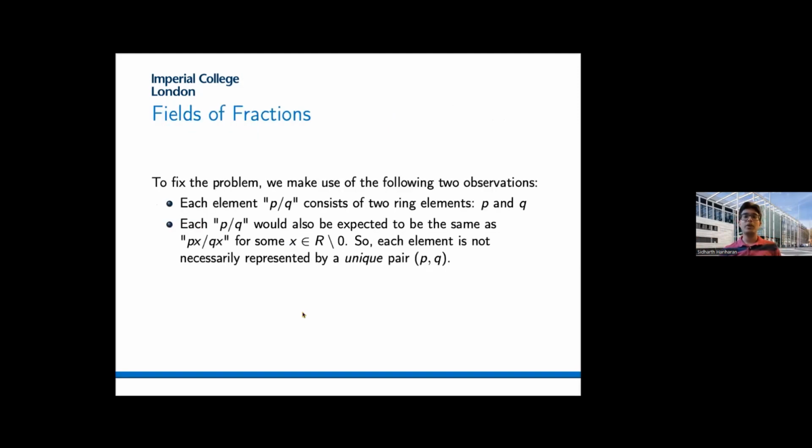And that's why we make a few observations. Firstly, any P over Q consists of two elements of the ID, which is P and Q. Secondly, Px over Qx would be equal to P over Q. This is what we would expect, at least provided X is non-zero, of course. So each element in this field of fractions is not actually given by a unique pair P comma Q.